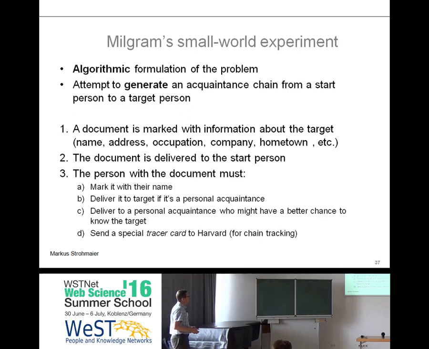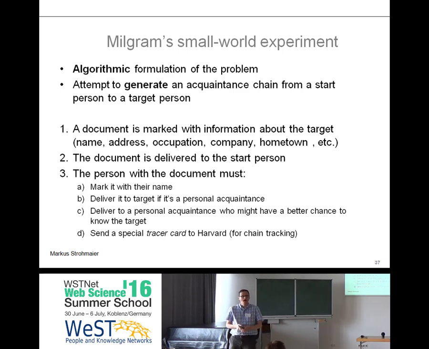And what he did was he asked the starting individuals to take a document. He provided them with a document with information about the target person, including name, address, occupation, company, and hometown, and asked them to mark it with their name and deliver it to the target, if it's a personal acquaintance, directly. So it was not allowed to simply send this document to the target person via mail, right? That would not make sense in this setup. And so the idea was to deliver it through a chain of acquaintances, a chain of friends that would each bring the letter closer to the target, right?